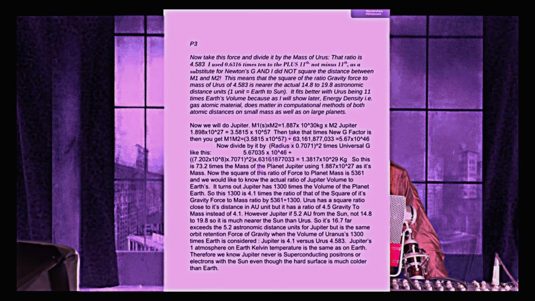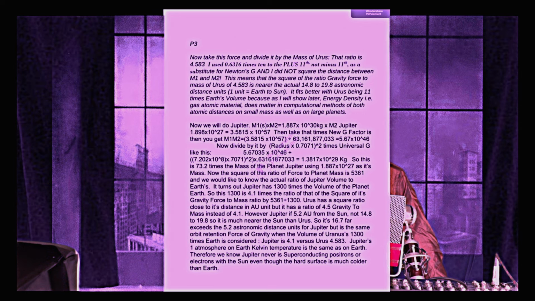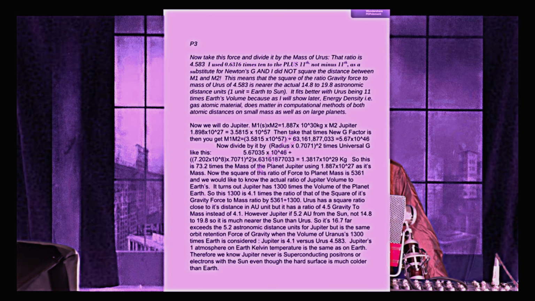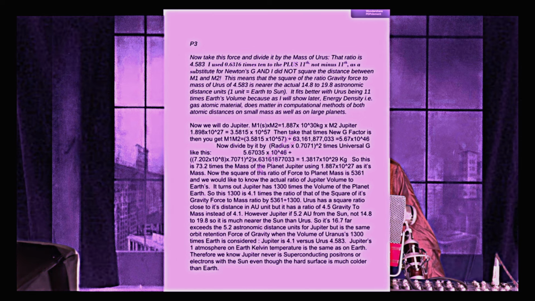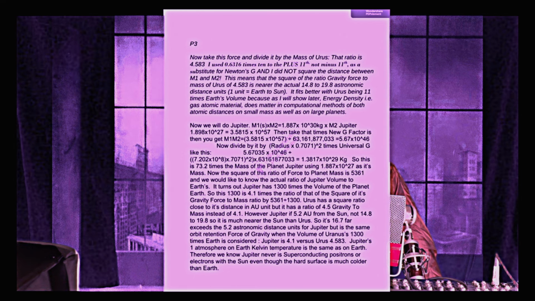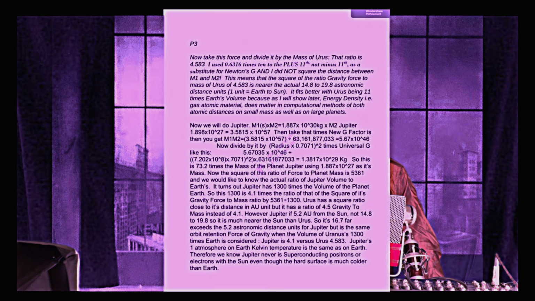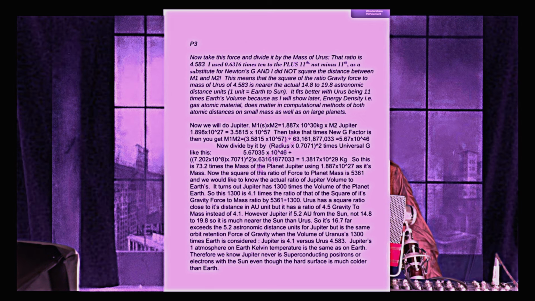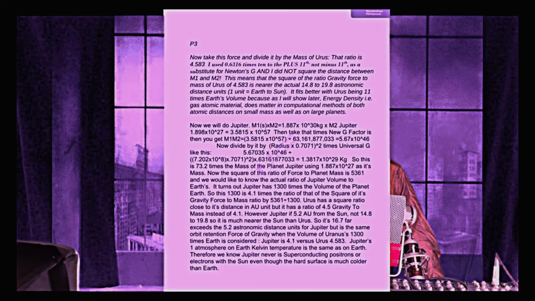mass. Now, the square of this ratio of force to planet mass is 5361, and we would like to know the actual ratio of Jupiter volume to Earth's. This all becomes very important, as you'll see in a table when I've completed these narratives. So that's 1300, which is 4.1 times the ratio of the square of the gravity force. It's 5361 divided by 1300.